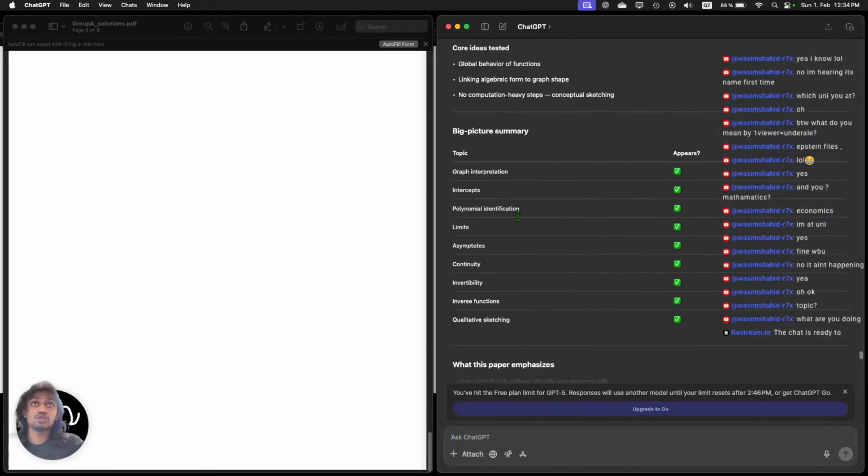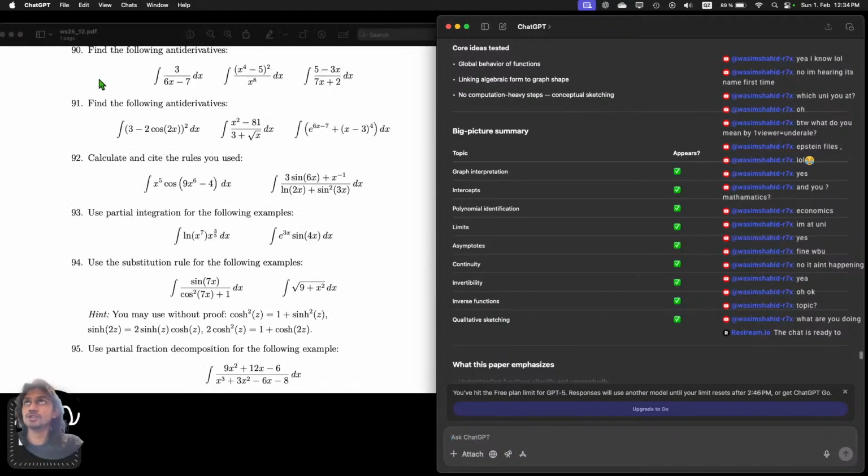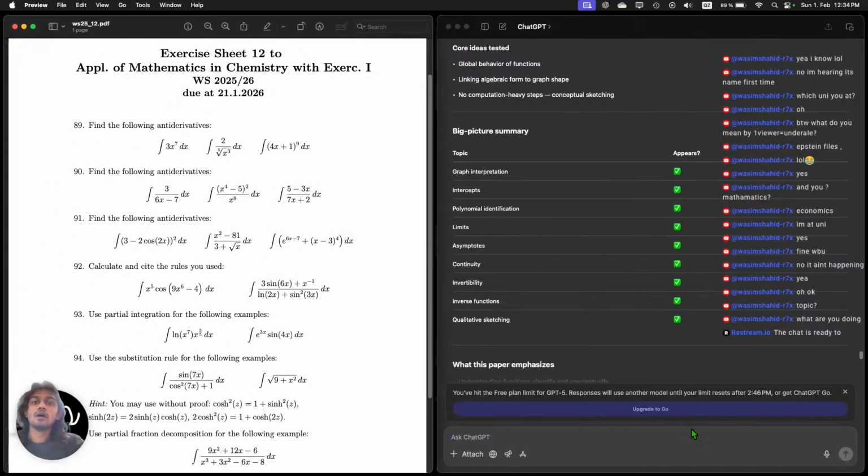Graph interpretation, intercepts, polynomial identification, limits, assigned types, continuity, invertibility, inverse functions, qualitative sketching. Sketching? Yes, sketching. Okay.